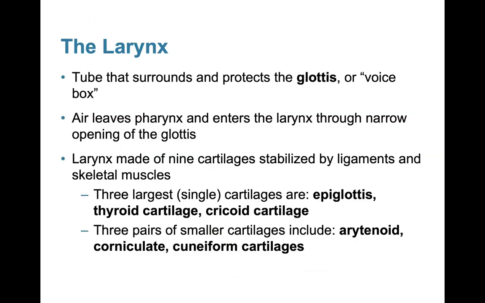The larynx, this is a tube that surrounds and protects the glottis, or the voice box. Air leaves the pharynx and enters the larynx through a narrow opening of the glottis. The larynx is made up of 9 cartilages stabilized by ligaments and skeletal muscles. The 3 largest or single cartilages are the epiglottis, the thyroid cartilage, and the cricoid cartilage. You then have 3 pairs of smaller cartilages, which include the arytenoid, the corniculate, and the cuneiform.